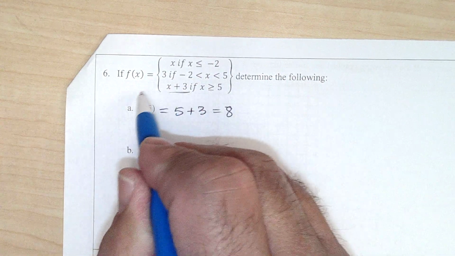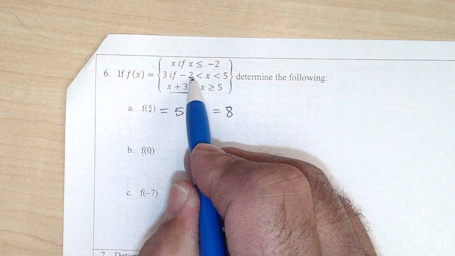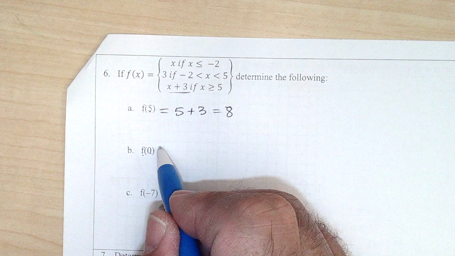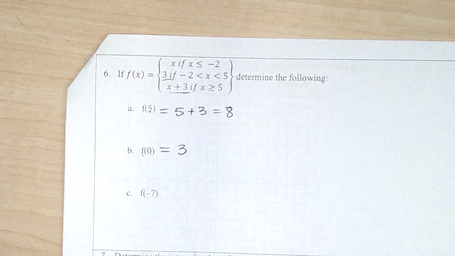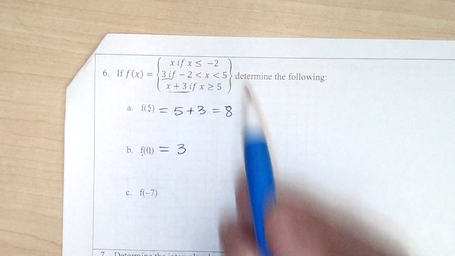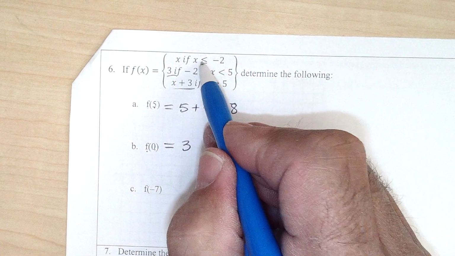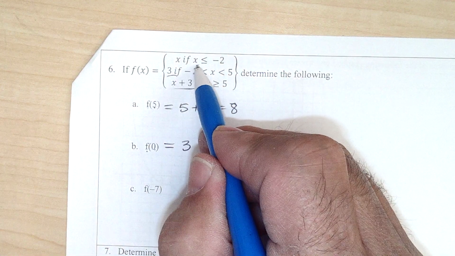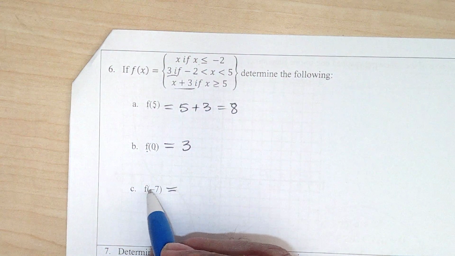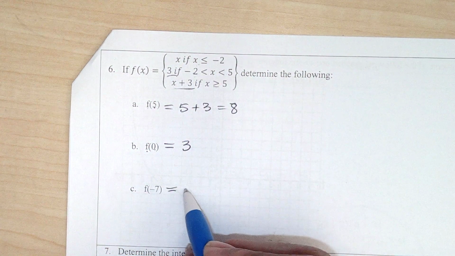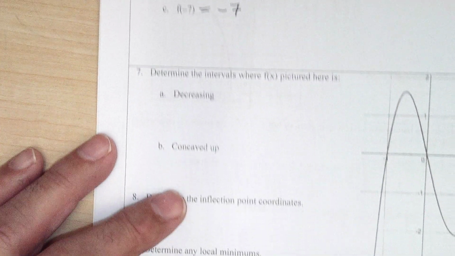We use this equation. F of 0. 0 is between these two, and so f is 3. It says it's always 3 for the numbers between there and there. And negative 7 is less than negative 2, and the y is equal to the x. The x is negative 7, so this is equal to negative 7. That's that one.